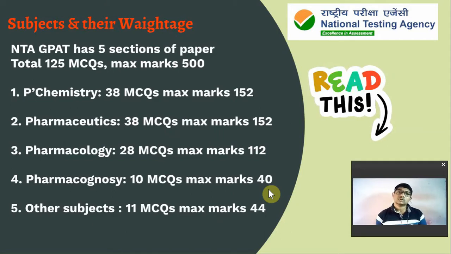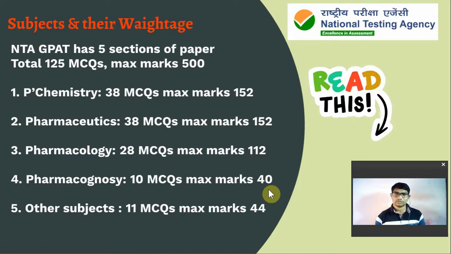That will not help. So the NTA GPAT paper has 5 sections. You will have 125 MCQs and 500 marks. So what are the 5 sections? First will be pharmaceutical chemistry, from which they are going to ask you 38 questions, covering 152 marks. In the pharmaceutics part, they are going to ask you 38 questions again, covering 152 marks. From pharmacology, 28 questions, covering 112 marks. From pharmacognosy, 10 questions, covering 40 marks. From other subjects, 11 questions, covering 44 marks. So they have already mentioned the different sections and their weightage.